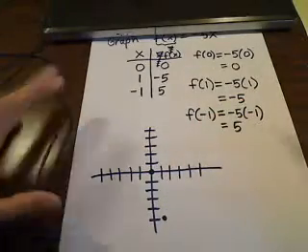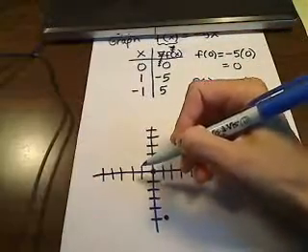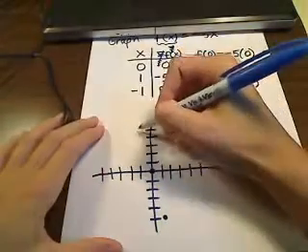Okay, and then I have the point negative 1, 5, which is going to put me up here.